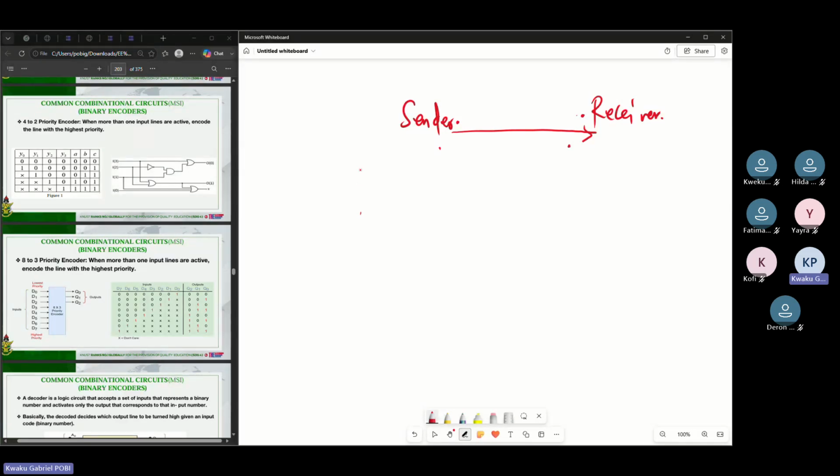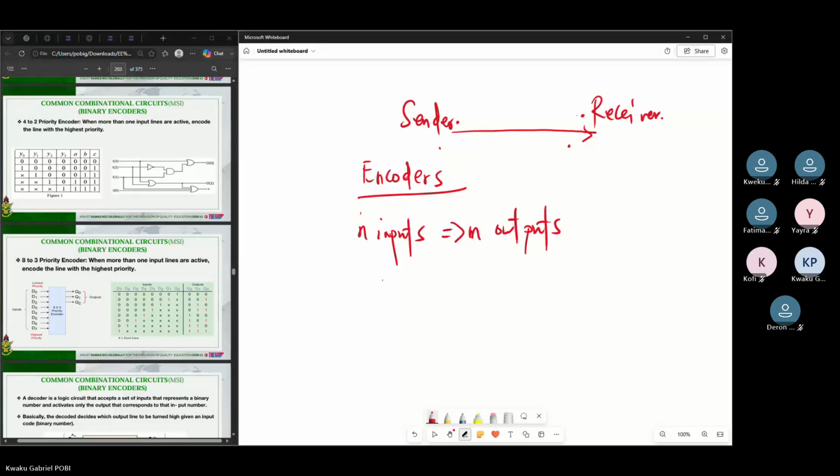So with the encoders, you would have, let's say, n number of inputs. And then from these inputs, you are expecting m outputs, where the relationship between the m and the n is n being equal to 2 to the power m. Meaning here, you wouldn't get anything which is not a power of 2 to the m as an input.